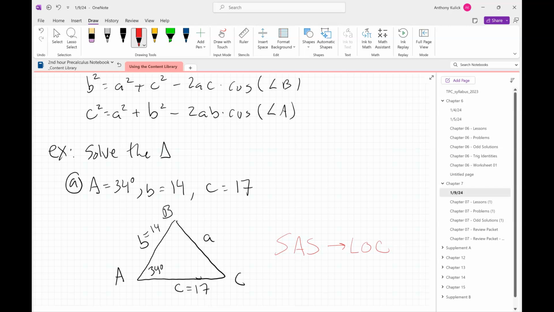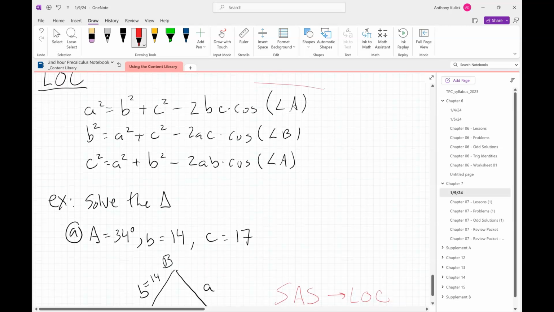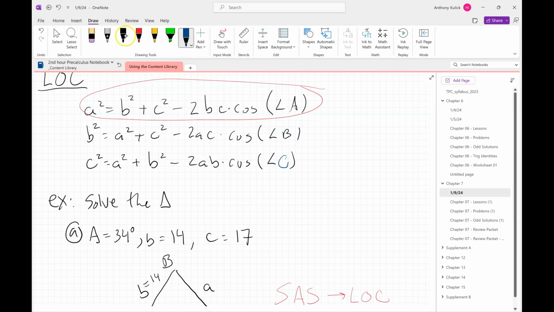So, using the law of cosines, I have angle A, I have side B, and side C. I need this formula. Oh my gosh, guys, look at this. That's supposed to be angle C on the bottom one. Please change that if you wrote it down. Yikes! It's a big boo-boo, Mr. Gulick. I know, you're better than that. I'll do better. All right.